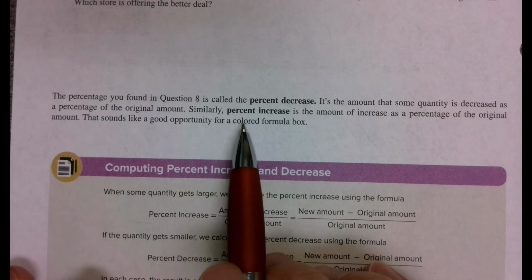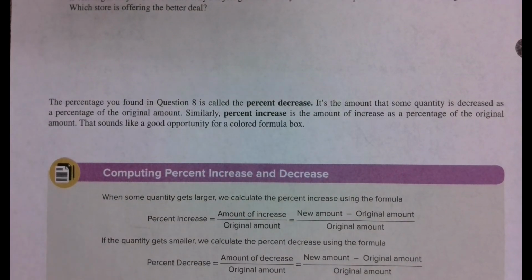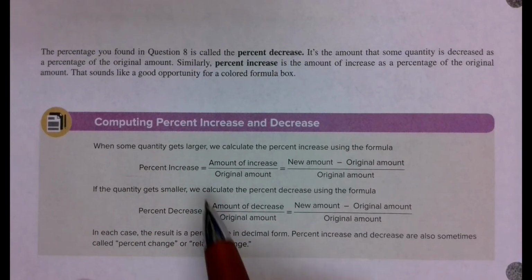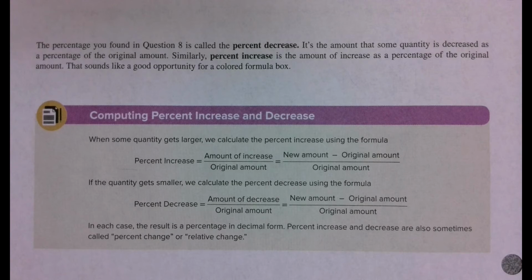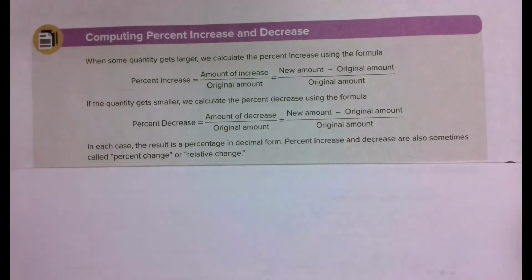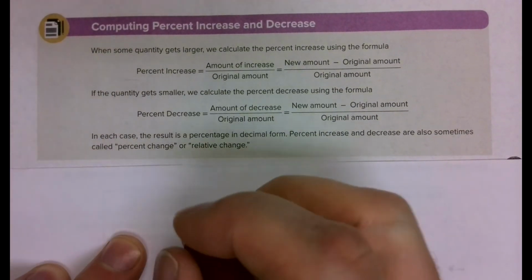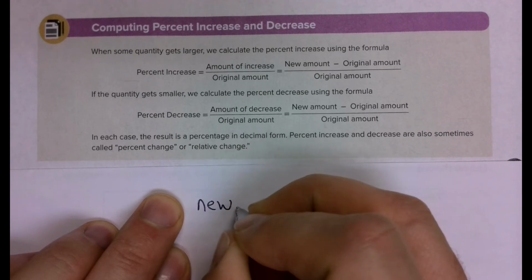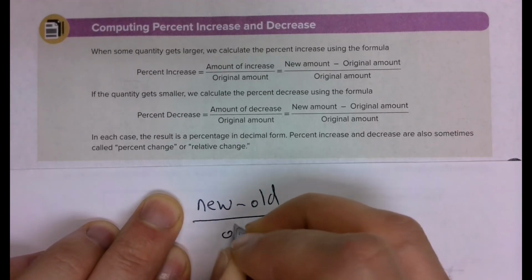We could also do a percent increase. If a price went up, we would find the amount of increase and then divide by the original amount. So we get these two formulas for percent increase and decrease, and they are the exact same formula, just different words. If you have a percent decrease, you should get a negative number if you set it up correctly. If you have a percent increase, you should get a positive number if you set it up correctly. So I like to summarize both of these formulas into this formula, new minus old divided by old.